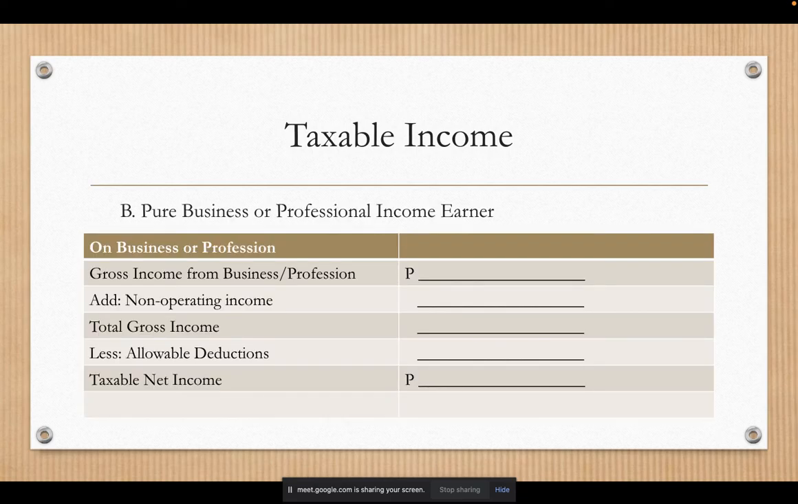And then there's a different format when you're earning under pure business or professional income, no? So you'll start with your gross income and then add whatever non-operating income that you have, like passive incomes that are not subjected to final tax. So that's going to be your gross income.